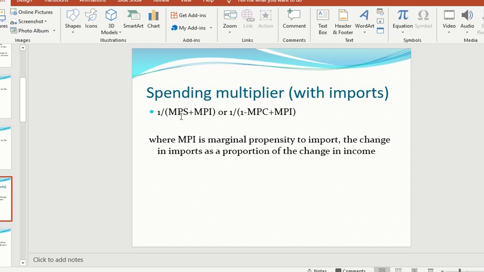The modified formula of the spending multiplier that takes into consideration foreign trade or imports is 1 over MPS plus MPI, where MPI is the marginal propensity to import. Basically, that's how much imports change in response to a change in income. Alternatively, we can also write the formula as 1 over 1 minus MPC plus MPI.